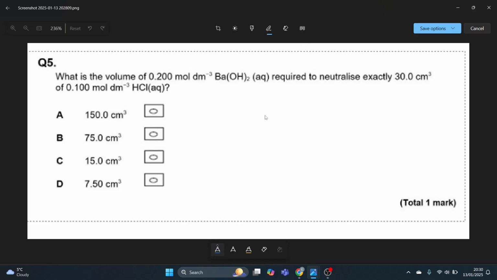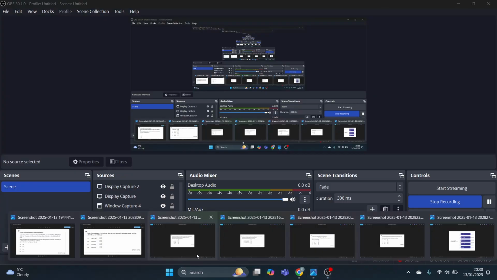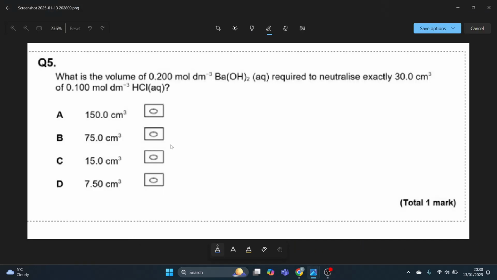Question 5. What is the volume of this required to neutralize exactly this? So, I could find out 0.100 divided by 0.200. Or I could, I guess, find out the moles of HCl, and then because of the 1 to 1 mole ratio, I've got the moles of that. Okay, I think I'll do that.